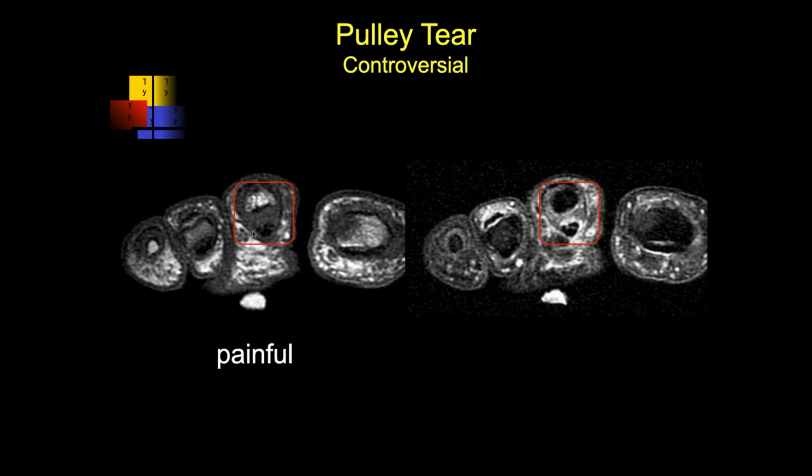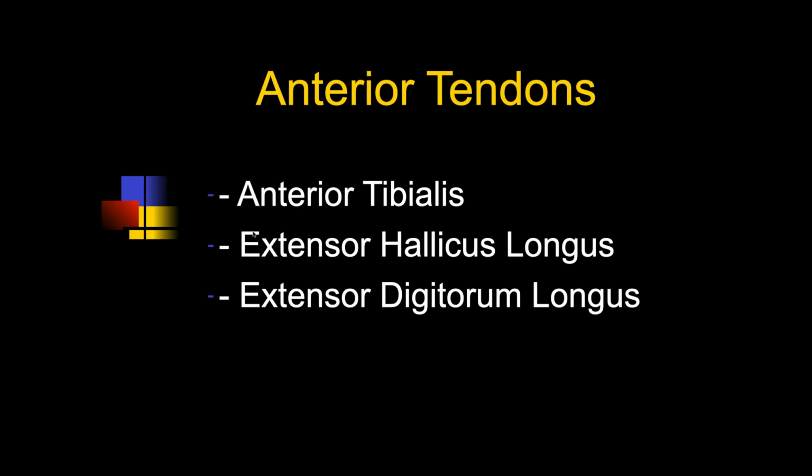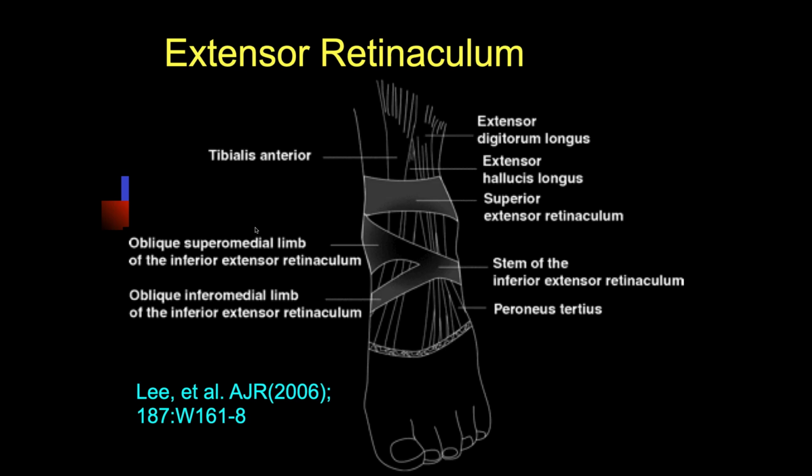Thanks. So let's now talk about the anterior tendons, the anterior tibialis, extensor hallucis longus, and extensor digitorum longus. These come down underneath the extensor retinaculum. There's a superior segment here, and then we can see the kind of Y-shaped mid and distal segments of the extensor retinaculum. And these obviously keep the extensor tendons from bowstringing upward and keep them pulling in the correct direction.